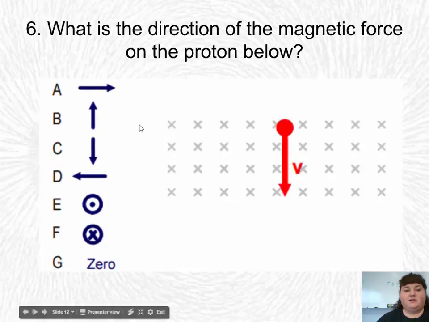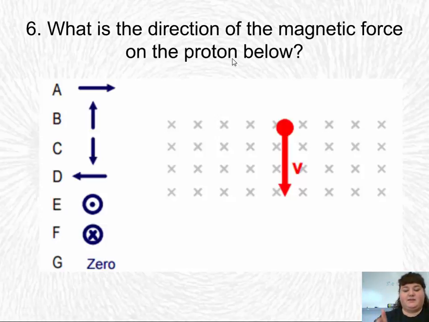Okay, so number 6 wants to know what's the direction of a proton. So proton, I want to use my right hand. So my pointer finger, my velocity should be downwards, and my field line should be pointing outwards, and it's a little bit hard to turn my hand that way. So pointer finger is downwards, field is outwards, or into the page, so my thumb is pointing towards the right. So answer should be A on that one.